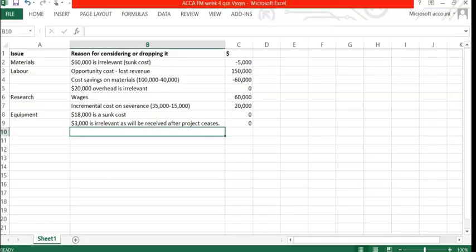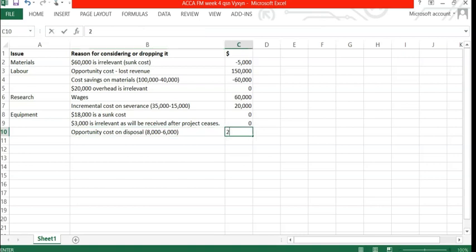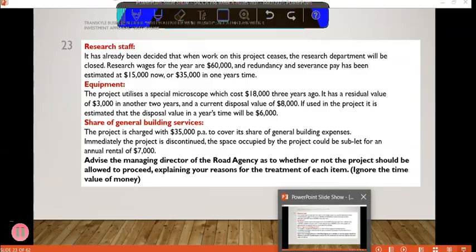So you come here, opportunity cost on disposal, 8,000. Okay, so 2,000, that's the ultimate cost we have to worry about. I'm sure we are flowing together, ladies and gentlemen. And are we still having other issues?